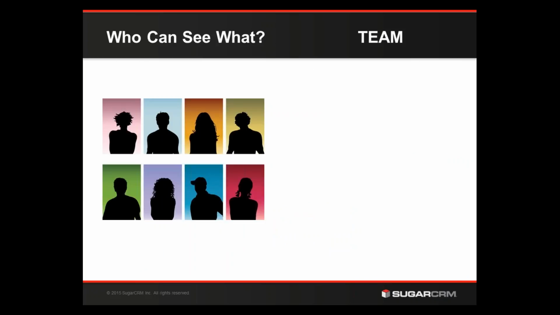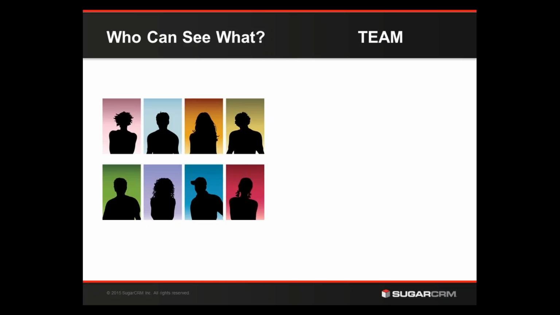The next concept is teams. So basically teams mean who can see what, right? What can a group of people see, because that's all a team is. A team is a group of users. It could be 2 people, right?